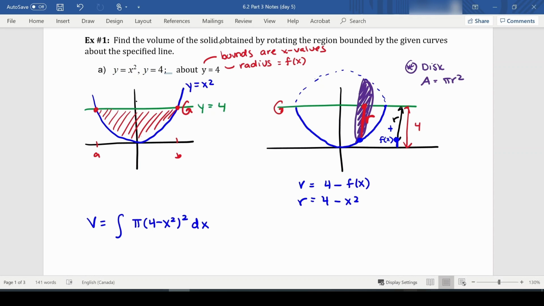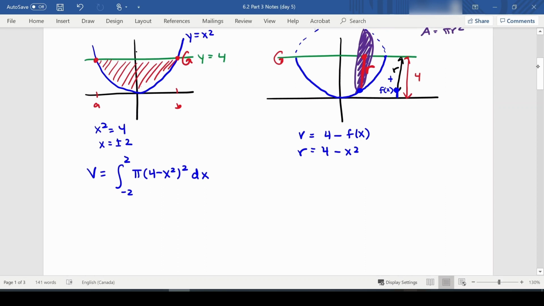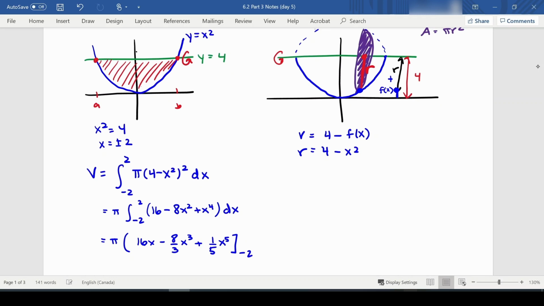So we need to find these two values. Well, if we're intersecting at 4, we have x squared equals 4 is our intersection, or x equals plus or minus 2. So negative 2 to 2 is where I'm integrating. I'm going to take out my pi, go from negative 2 to 2, and expand this. I'm going to get 16 minus 8x squared plus x to the 4th dx, which gives me pi times 16x minus 8 over 3 x cubed plus 1 over 5 x to the fifth, evaluated from negative 2 to 2.